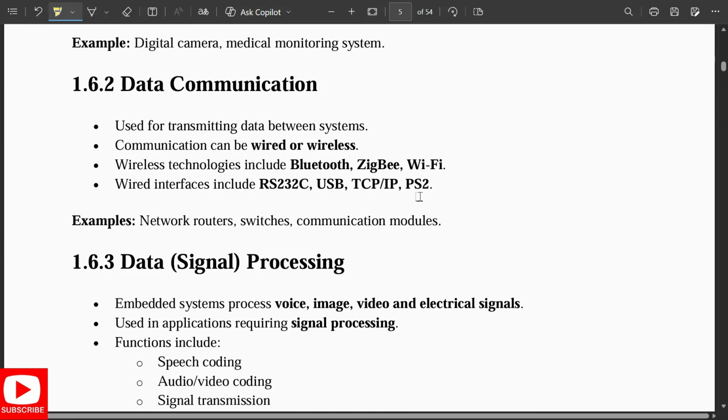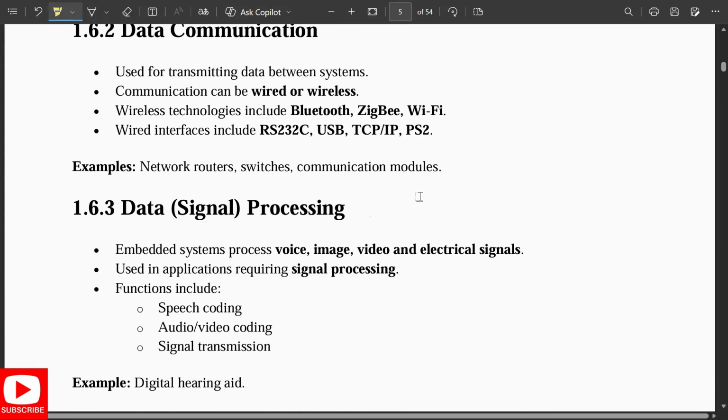Next is data communication. Here it is used for transmission of the data between the systems. Communication can be wired or wireless. So wireless technologies include Bluetooth, Zigbee and Wi-Fi. Then wired interfaces include RS-232C, USB or TCP/IP, PS2. Next, what are the examples? We are having network routers, switches, and communication modules.